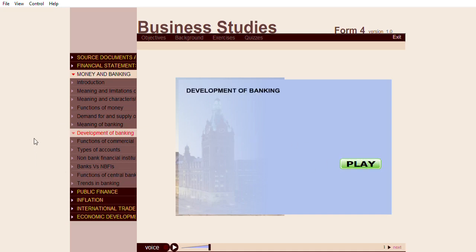Development of banking. Banking developed at the time when precious metals were in use as a medium of exchange.